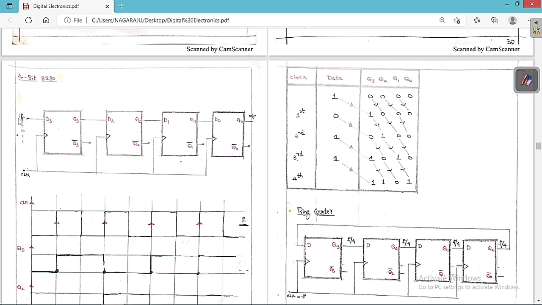Now I am going to give this as input. Q3 gives input to D2, Q2 gives input to D1, and Q1 gives input to D0. And this is the output that we are going to consider.